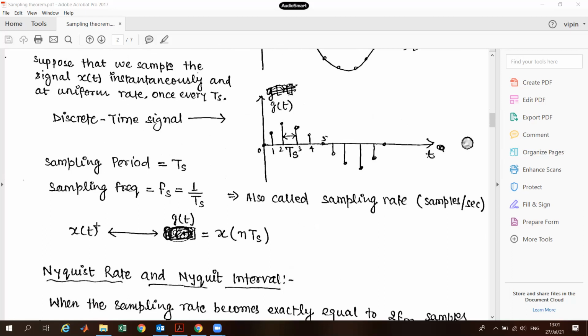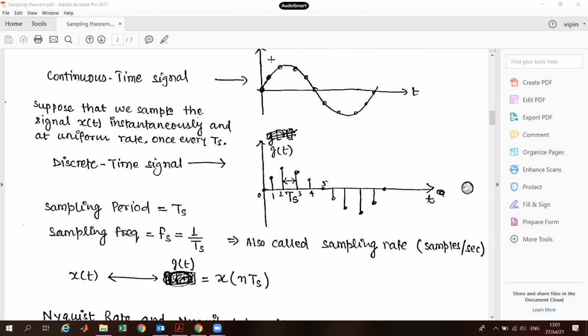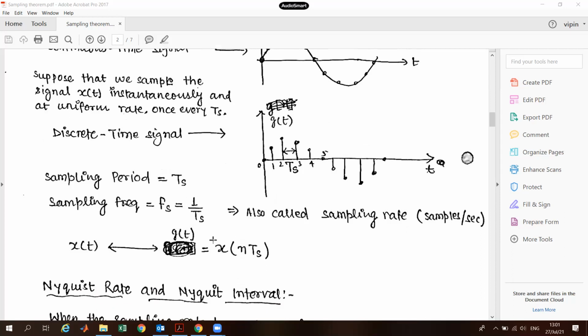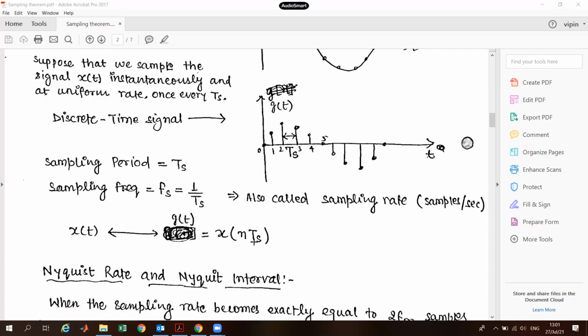So if we have a continuous time signal x(t), and we represent it by some other signal g(t), denoted as x(nTs). Sorry, it's not the Fourier transform. We are representing it by another signal. This is your x(t) and this is your g(t). This is your continuous time signal and this is your discrete time signal, which is basically equal to x(nTs).